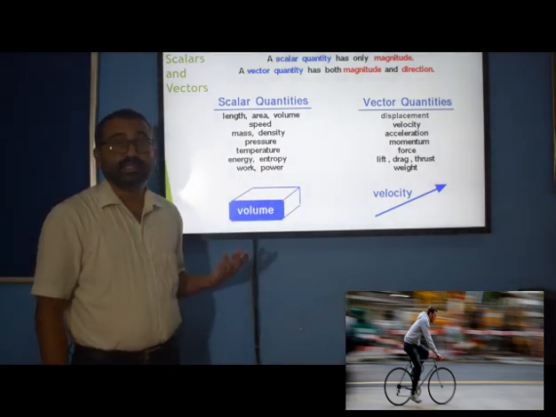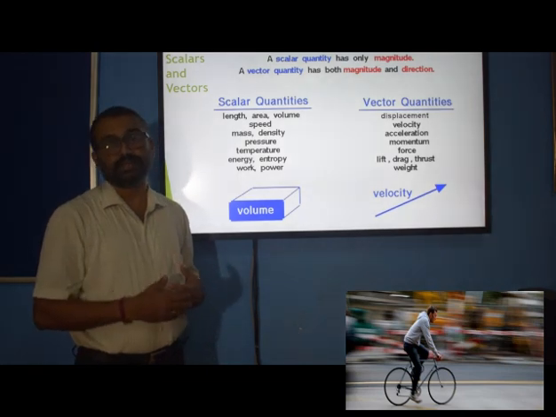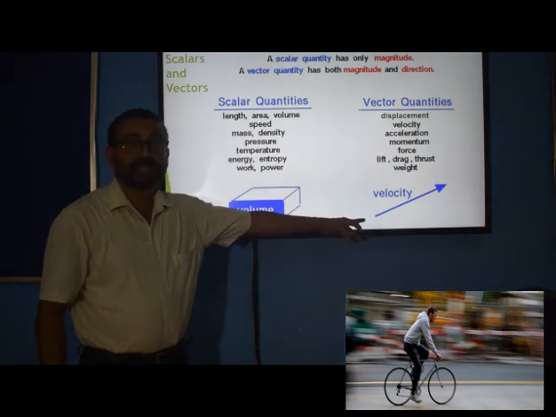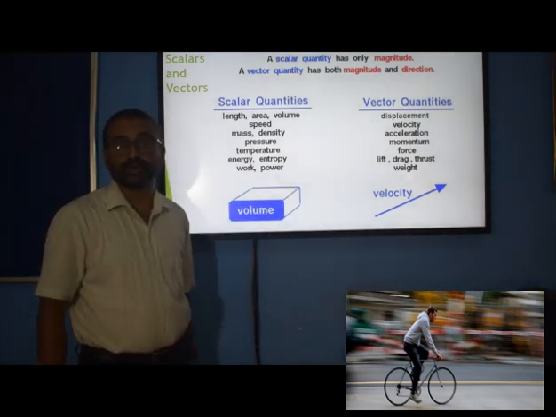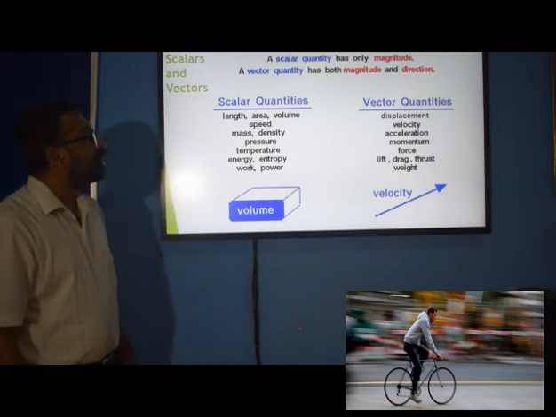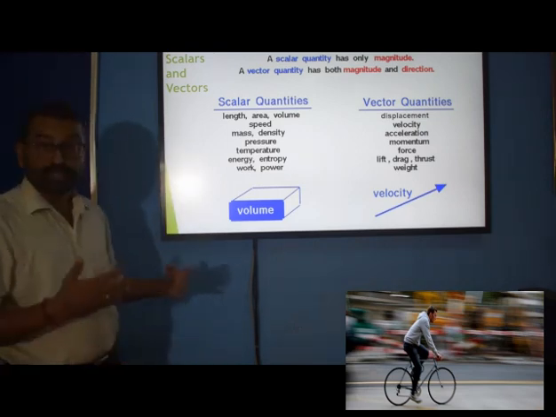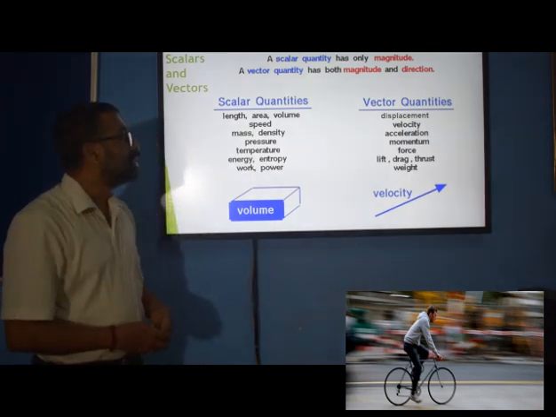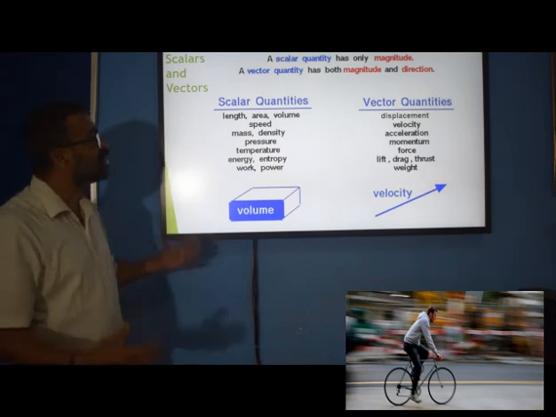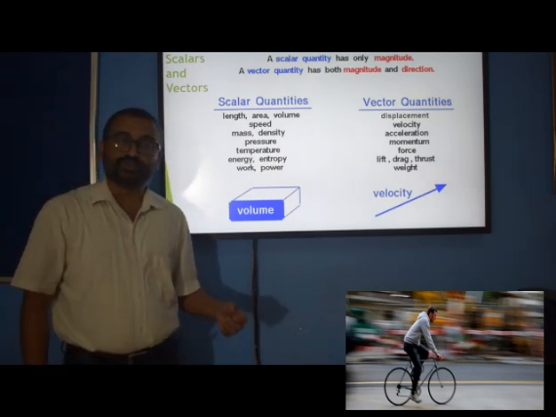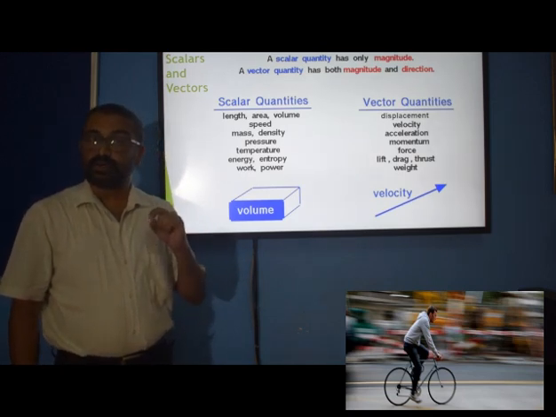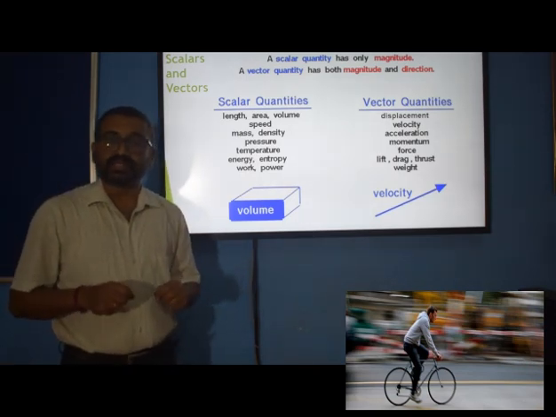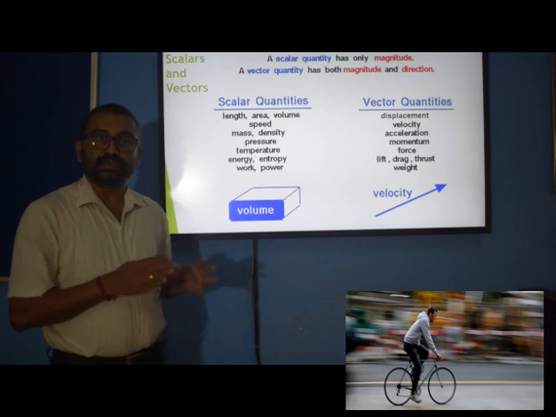Just now we have discussed displacement. Displacement is the shortest path in a specified direction, that is a vector quantity. Vector quantities are specified with an arrow. The arrowhead indicates the direction. Momentum is a vector quantity. Force, of course, is a vector quantity: in which direction we are pulling or pushing an object. Then lift, drag, thrust, weight, all these are vector quantities where we specify a particular direction. So vectors are quantities with direction, and scalars are quantities without direction.